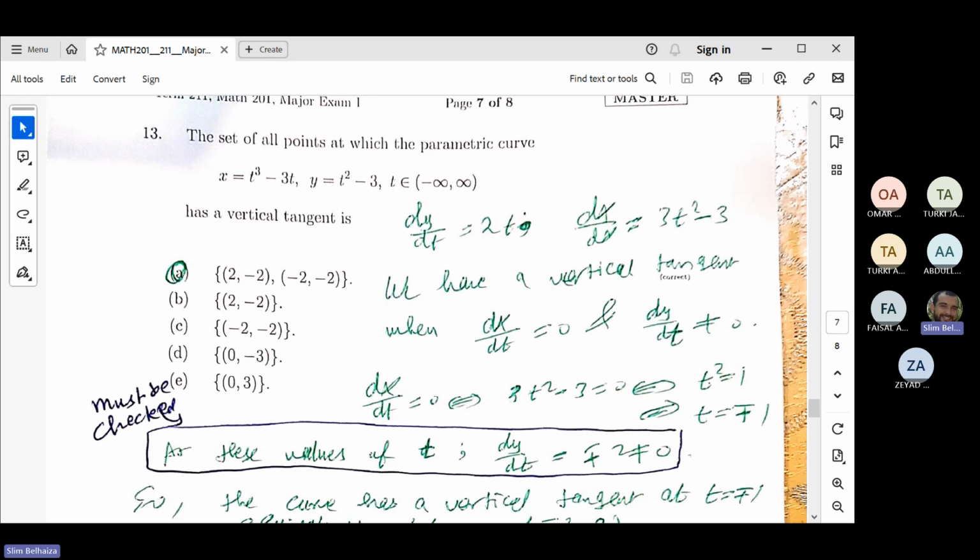Any other question guys? Faisal, is it okay? Yes. Okay, let's move forward. What else do we have?